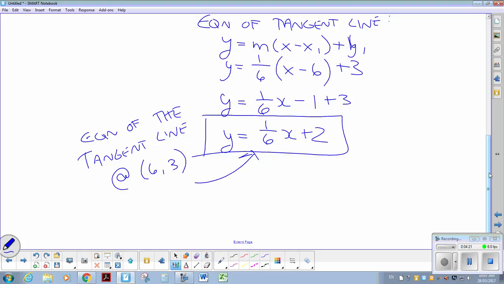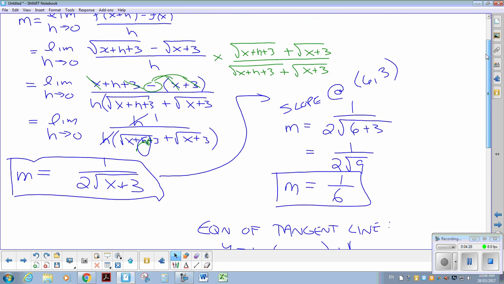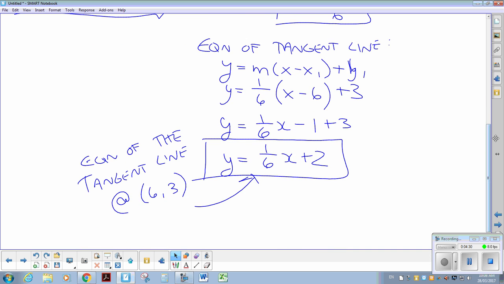All right. So it's the same process as we did in the note. We're just finding the limit as x plus h and h approaching 0. So if you have any further questions with that, let me know.